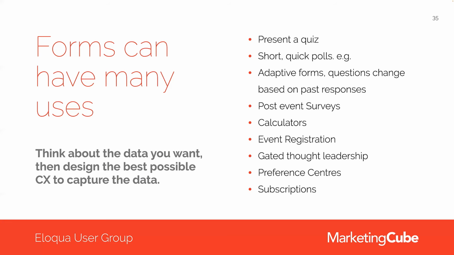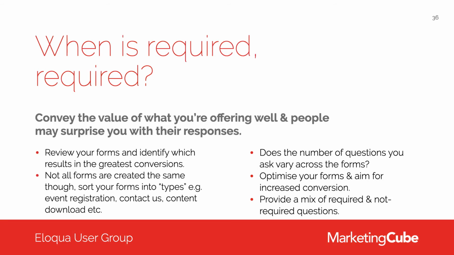Now, of course, there are the basics like event registration, gated thought leadership, preference centers, which are a big one, and subscriptions. Preference centers might be just about a person's preferences versus actual subscriptions. You may use those words interchangeably, but they can also be something quite different. But again, all forms, all different ways you can use forms to do something a little different than perhaps how you're doing it today.